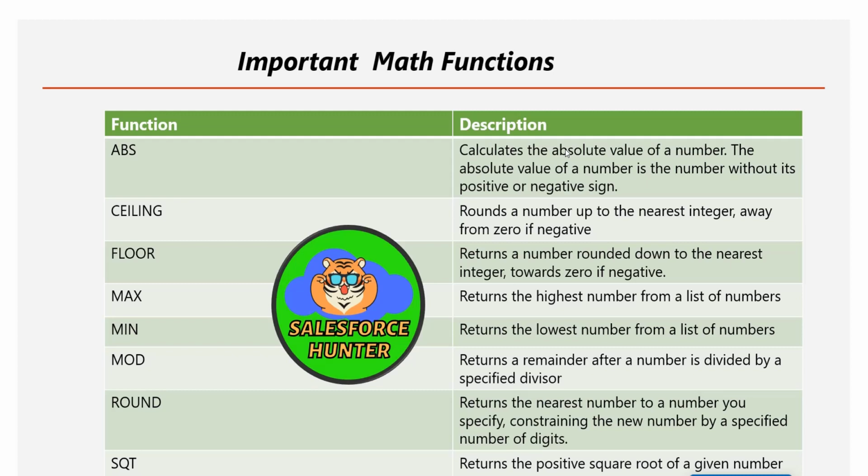Now let's talk about round. It rounds off a number to specific decimal places that you specify in the formula. We will look into it. Now square root is clear, it just finds the square root of a number. There are many other math functions available in the formula editor, but these are the ones that are commonly in use and you must be aware of them.